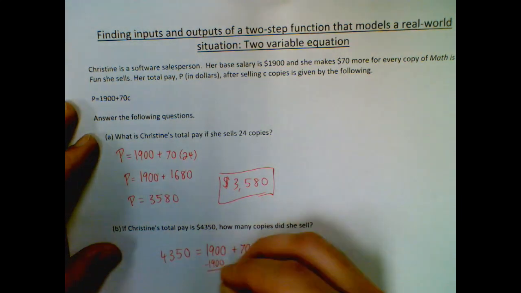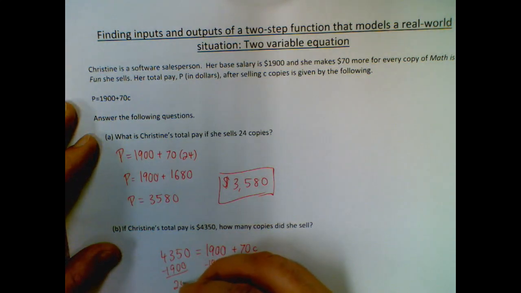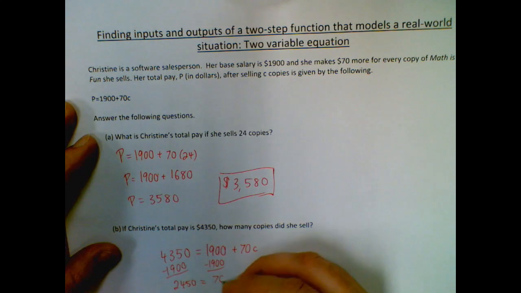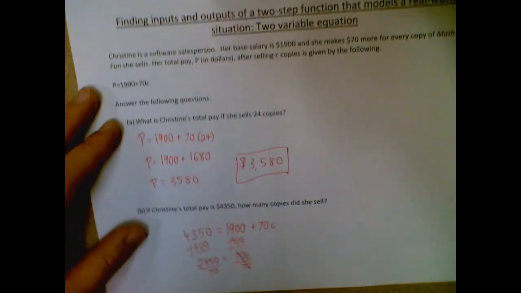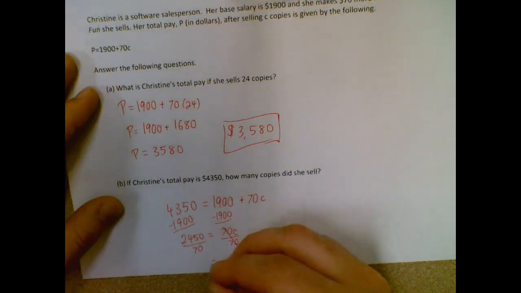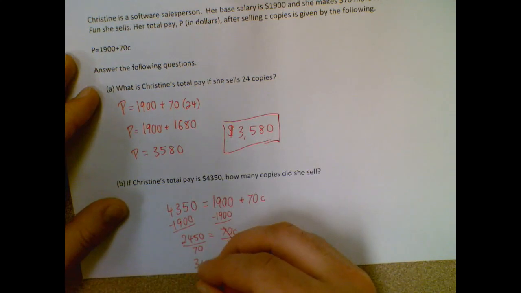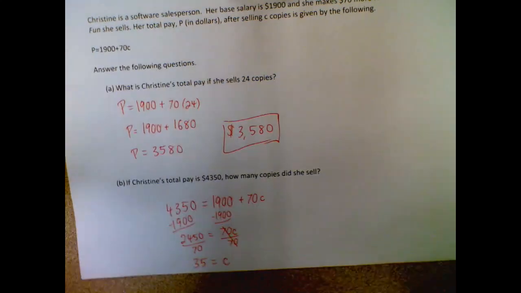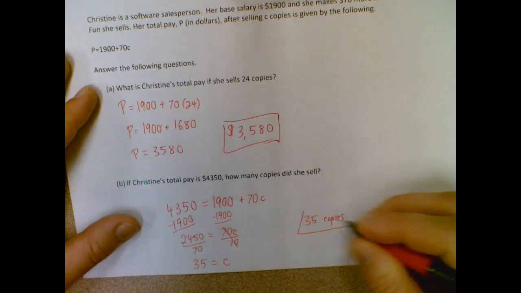So I'm going to subtract 1,900. 4,350 minus 1,900 leaves you with 2,450 equals 70C. We'll divide by 70, so that divides out to 1. Okay, move our camera down here just for a second. And we find out that C is equal to 35. Okay, 35, make sure we're getting a unit on here, so 35 copies.